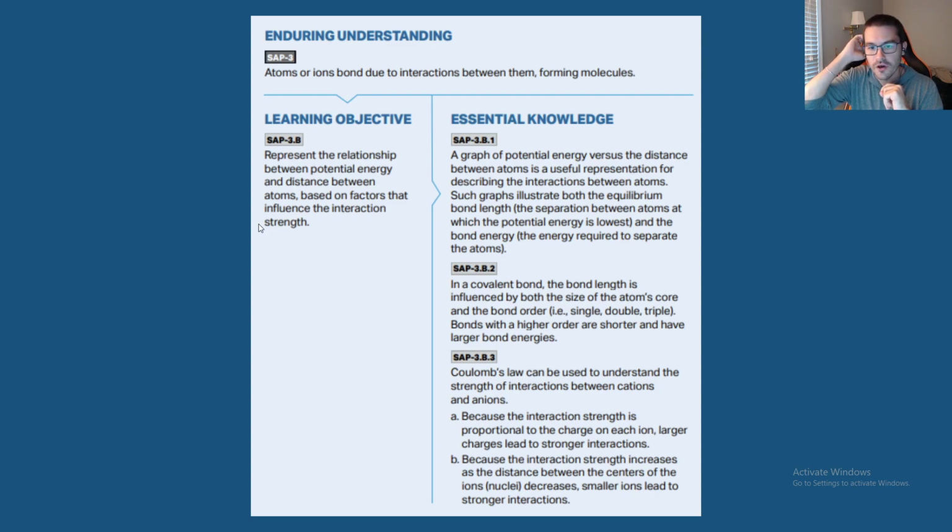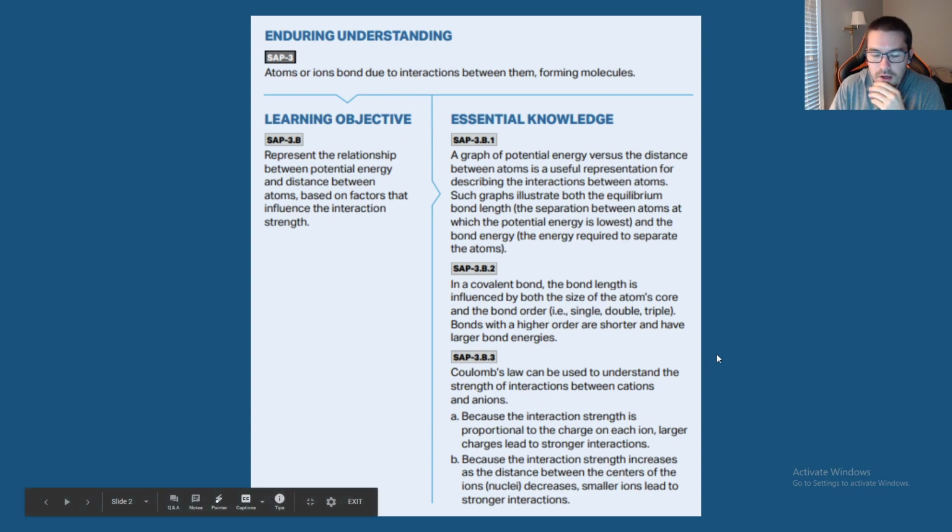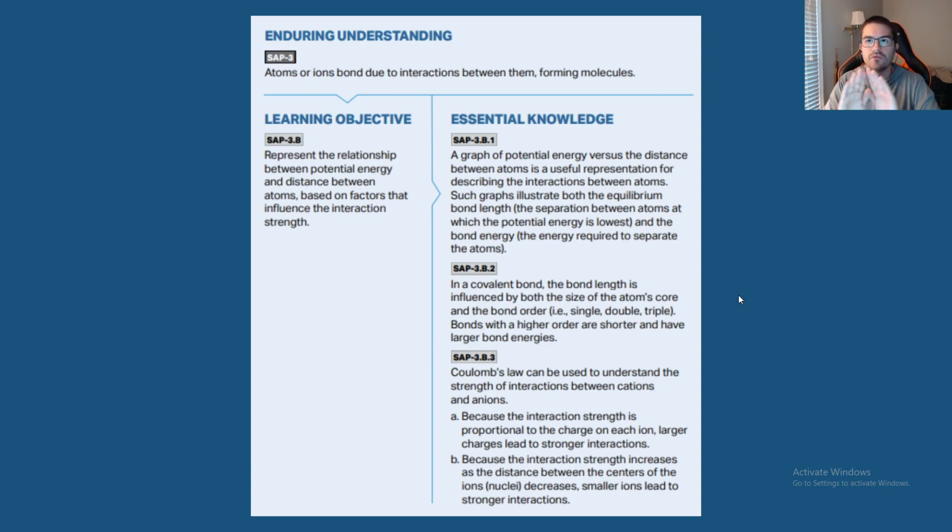Today, for this video, we are mainly going to be looking at this first part of the essential knowledge and this third part. As I'm going to explain in just a few minutes, we're going to be breaking this topic up into ionic bonding and covalent bonding, because there's a lot to cover. If I try to do it all in the same video, it's going to be like an hour long, which I know you don't want, and neither do I.